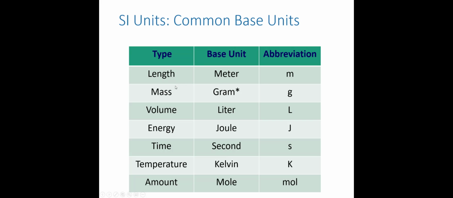Grams are the base unit for mass. I've put an asterisk here because technically what we call the official SI unit of mass is the kilogram. However, I just want to draw your attention to the point that any mass unit will have the word gram in it, and that's why I put that here instead of kilogram. We won't have a millikilogram, we'll have a milligram. And the abbreviation for that is the small letter g.